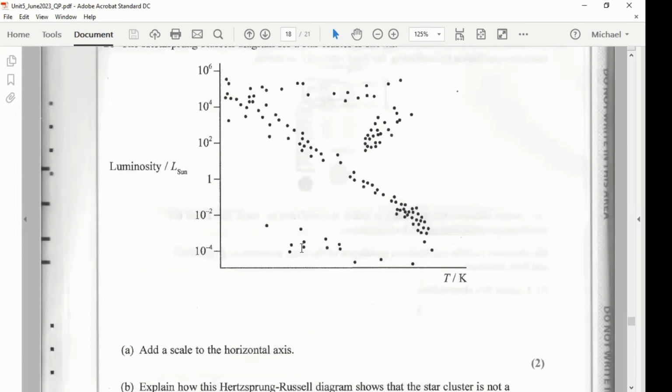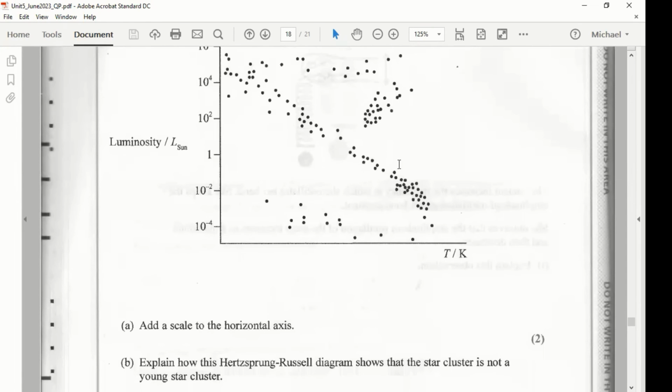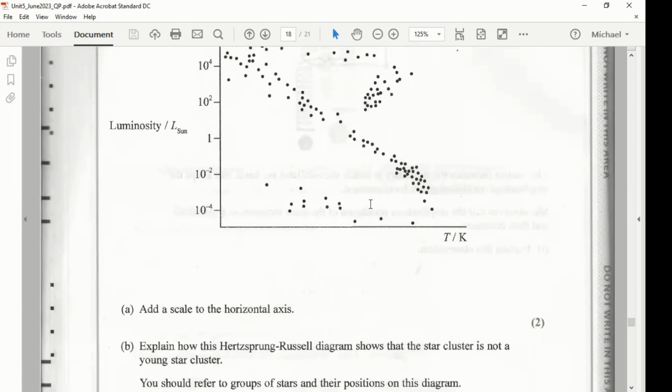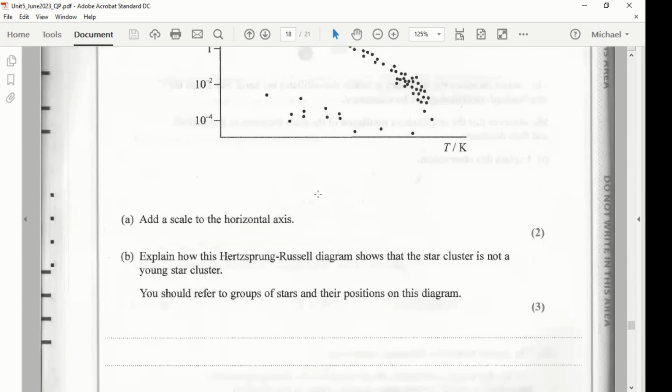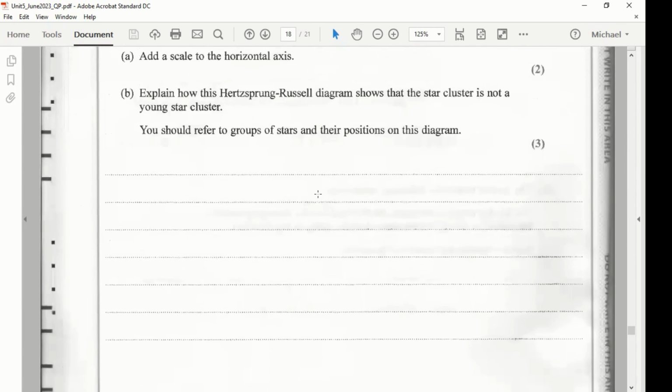And also at the bottom, down here, there are some white dwarfs, which means that some red giants have gone all the way through to white dwarfs. So it's clearly not a young cluster because you wouldn't expect to see any red giants or white dwarfs in a young cluster. I think that's enough for 3 marks.